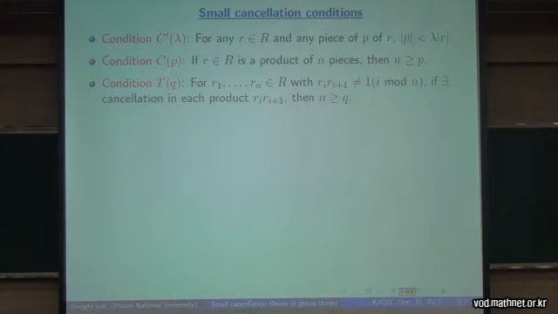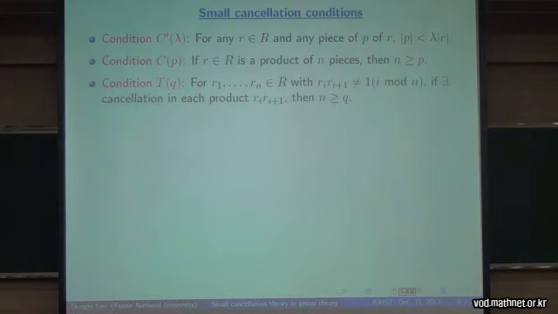And also there are two non-metric versions of small cancellation conditions, condition CP and condition TQ. Condition CP first. If you express a relator R as a product of pieces, then we need at least P pieces. In this case, we say that a presentation satisfies condition CP. And also condition TQ: for n elements in R, if there is a cancellation in each product R sub i R sub i plus 1, where the indices i are taken modulo n, then this n is at least Q. In this case, we say that condition TQ is satisfied.